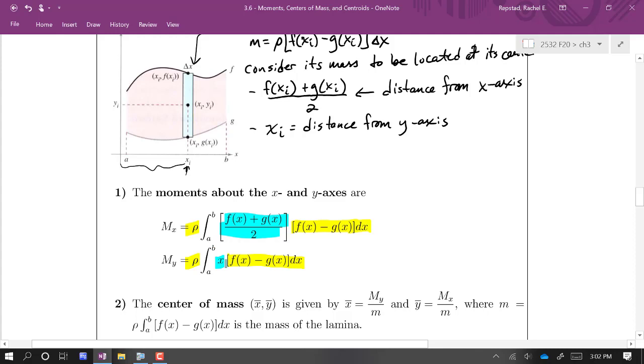You don't have to memorize these formulas. They'll be provided for you, but you do need to know when they're used. You do need to know that if I'm looking to do a center of mass problem, these are the integrals that I'll need.